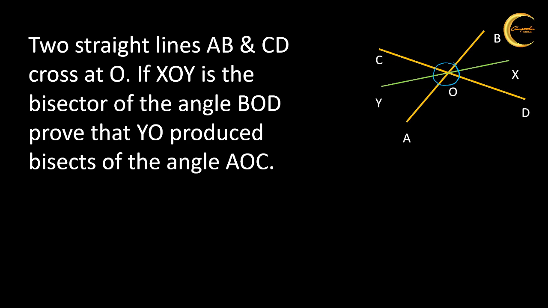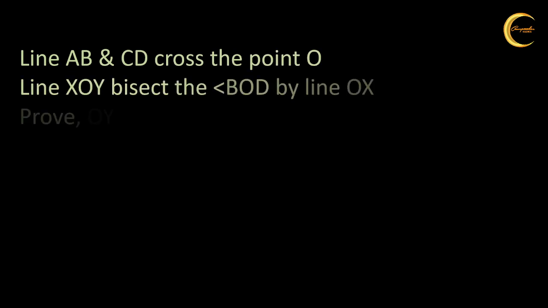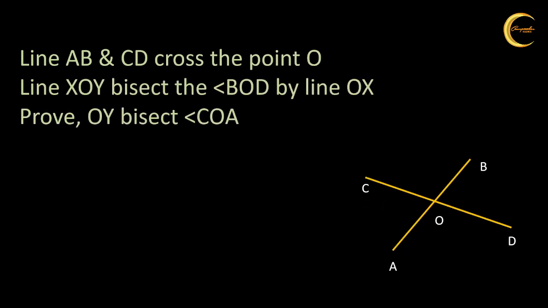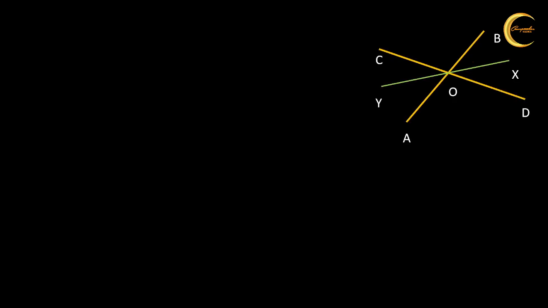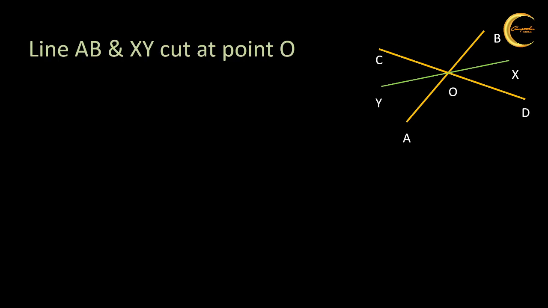So we have to prove that this straight line OY bisects which angle? The angle COA, or AOC. Now I have written here what I told you earlier. Now come to the proof. Line AB and XY cut at point O. So line AB and this XY line cut at O.